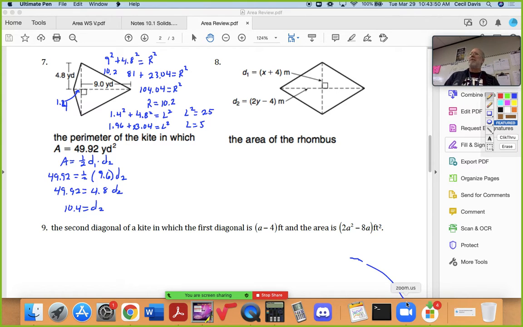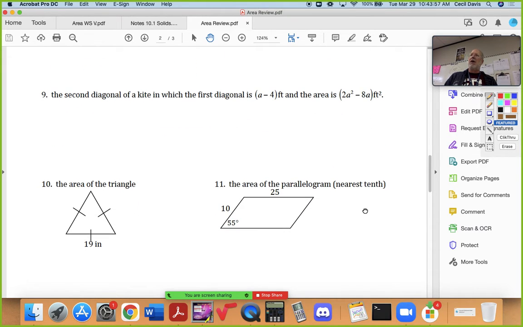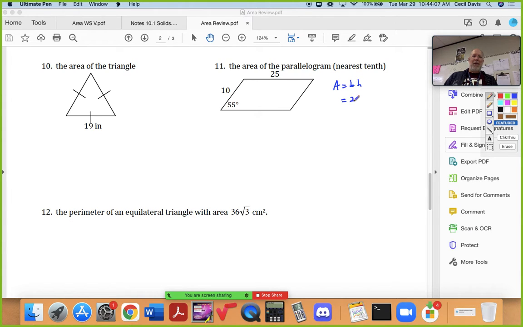Yes, ma'am. Number 11. Oh, sorry, never mind. Still 11. Pardon? Still 11? Okay. So area is going to be base times height. The base is 25. And what did you use for the height? I didn't know how to do this one. So I was going to make 2 triangles, but just one will be enough. Now, how can I find the height?